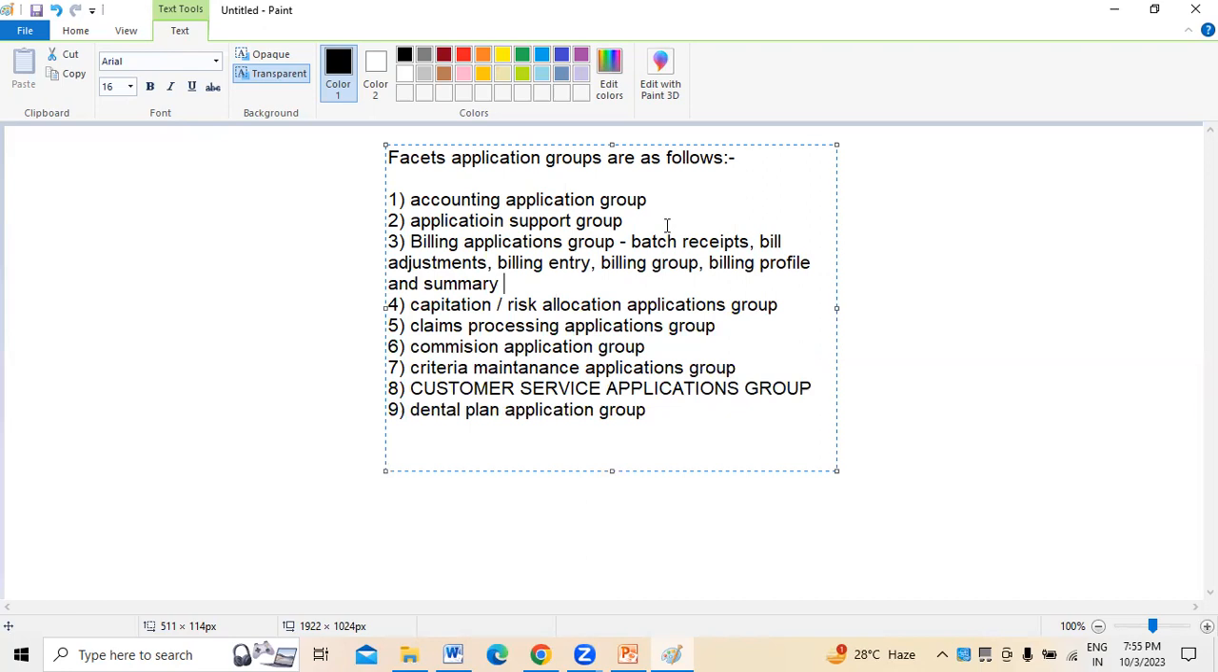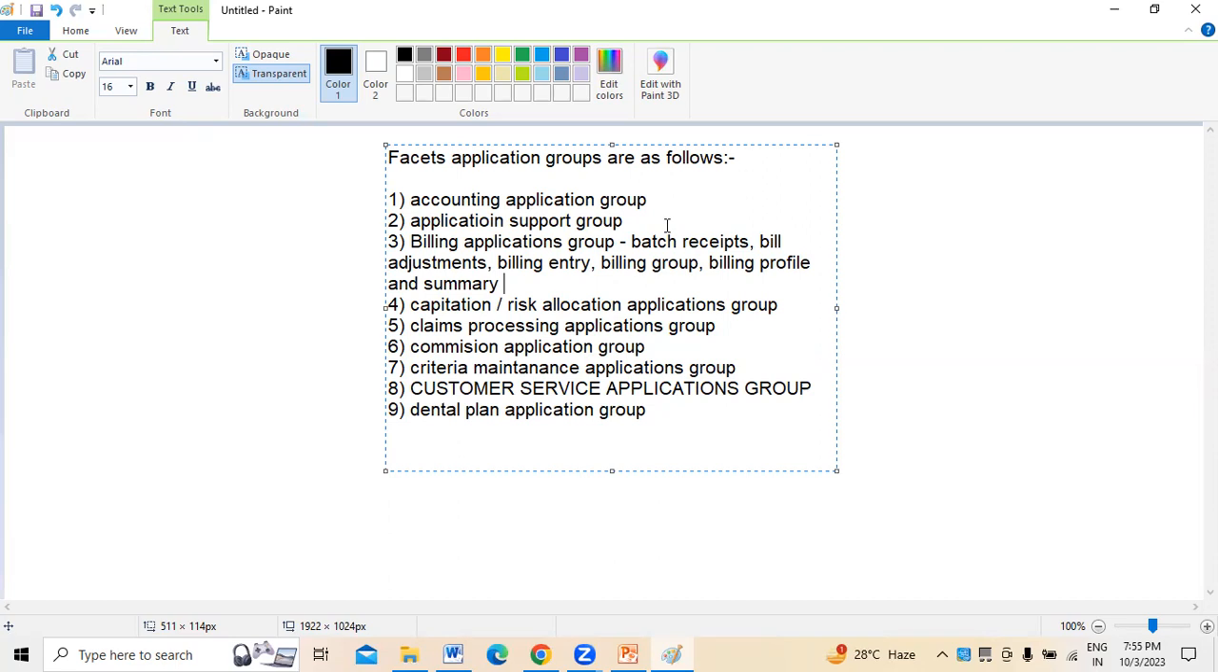At the same time, even receipt histories, receipt processing, all these things will be part of the billing application group. It's completely relating to the billing part. At the same time, if there are any discounts which take place, especially in context to the application we talk about, that information will be included in it.